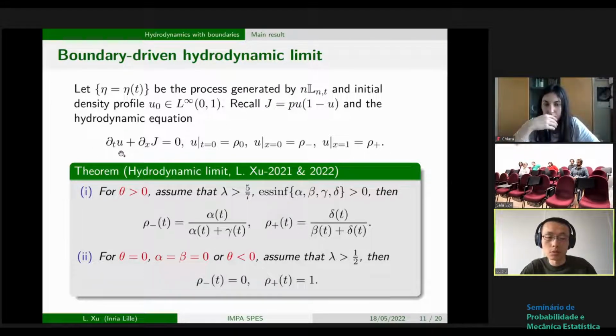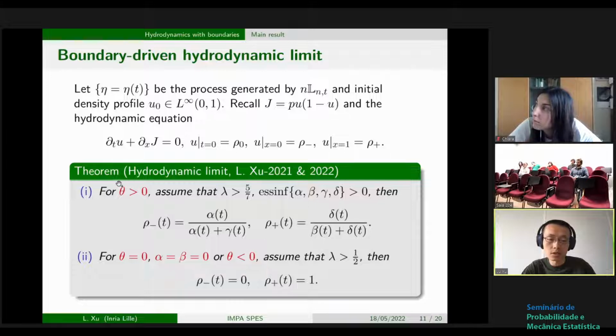So this is a hyperbolic conservation law with the boundary and the initial condition. This is rho 0, not U0. The initial condition comes from the initial distribution, and the boundary condition is rho minus, rho plus. We want to explain what this is. So my result is the following.